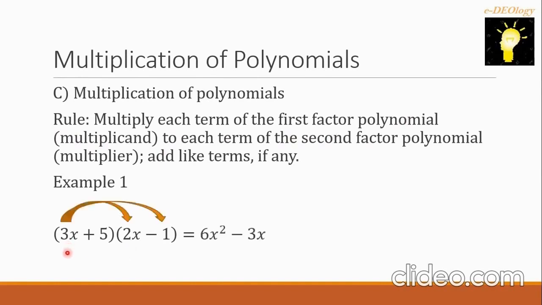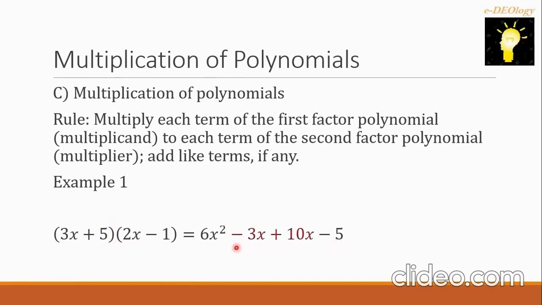So what we'll do, the first term 3x of the first group will be multiplied to the terms of the other group. So the 3x is multiplied to 2x, we'll get the 6x squared. 3x multiplied by negative 1, we'll get the negative 3x. The next is the 5, the second term of the first group, we will multiply to all terms of the second group. So 5 times 2x, you will get the 10x, and 5 times negative 1, we will get the negative 5.